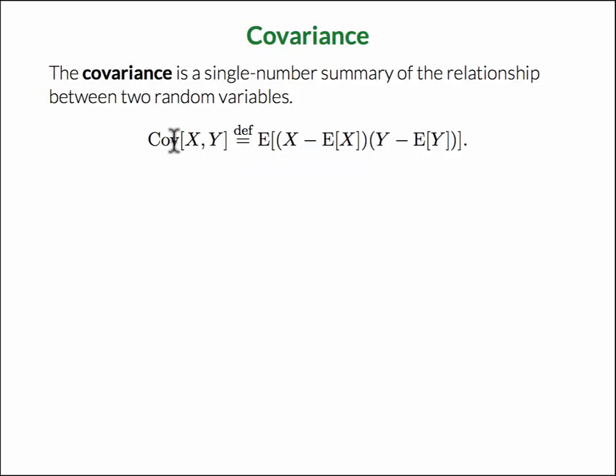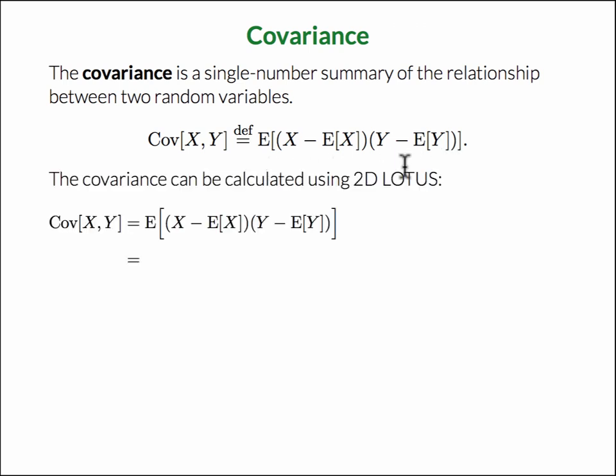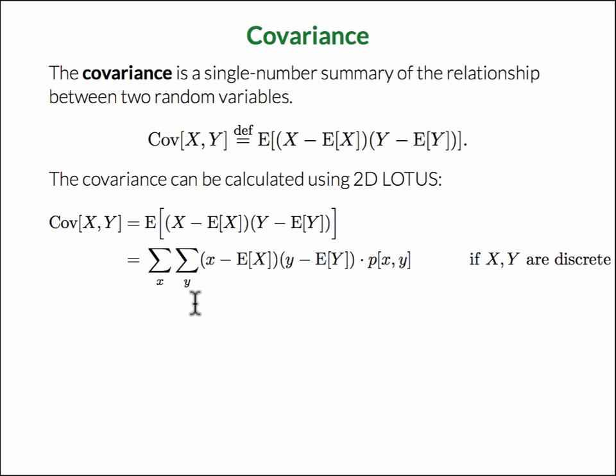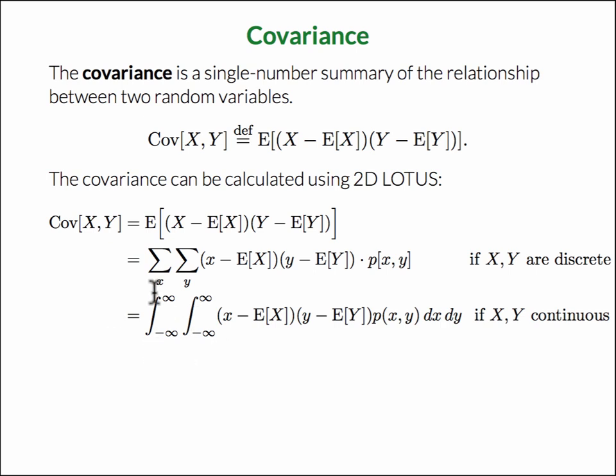The covariance is a single number summary of the relationship between two random variables. The covariance between X and Y is defined to be the expected value of (X minus its mean) times (Y minus its mean). This expected value can be calculated using 2D LOTUS. If X and Y are discrete, then we sum over all possible x and y the value of this function of x and y, weighted by the joint PMF. And if X and Y are continuous, we integrate instead of summing, and we use the PDF instead of the PMF.